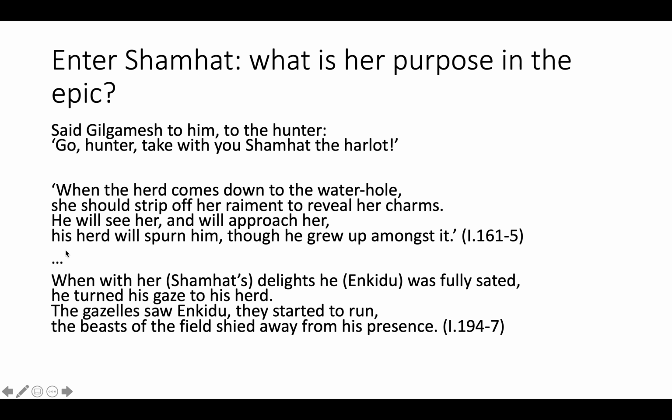I've skipped a lot here. There's actually a lot of descriptions of the sexual relationship between Shamhat and Enkidu, so you can read that at your leisure. "When with her, Shamhat's delight, Enkidu was fully sated." After Enkidu and Shamhat have a great time, he's completely satisfied. "He turned his gaze to his herd. The gazelles saw Enkidu, they started to run, the beasts of the field shied away from his presence." So this plan works. Enkidu's interest in Shamhat sexually caused the herd to spurn him, they run away from him.